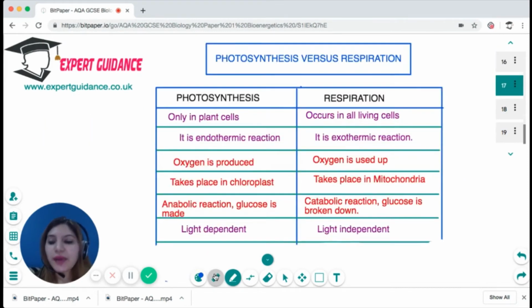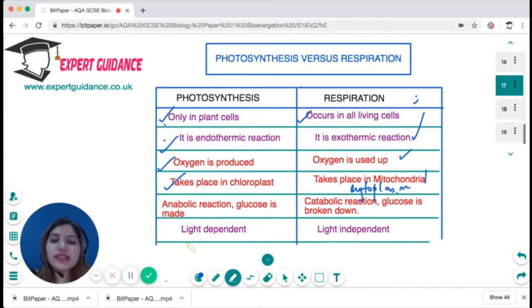Okay, so now in this topic, just to summarize, we did what is photosynthesis and respiration, and this is the difference between photosynthesis and respiration. Photosynthesis takes place only in plant cells. Respiration occurs in all living cells. Photosynthesis is endothermic, respiration is exothermic. In photosynthesis, oxygen is produced. In respiration, oxygen is used up. Photosynthesis takes place in chloroplast. Respiration takes place in mitochondria, or if it is anaerobic respiration, that will take place in the cytoplasm of the cell.